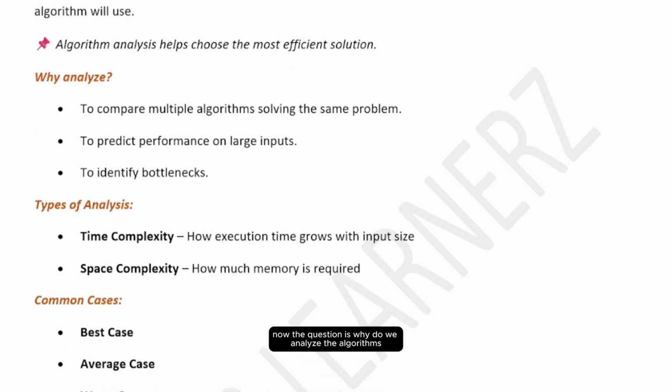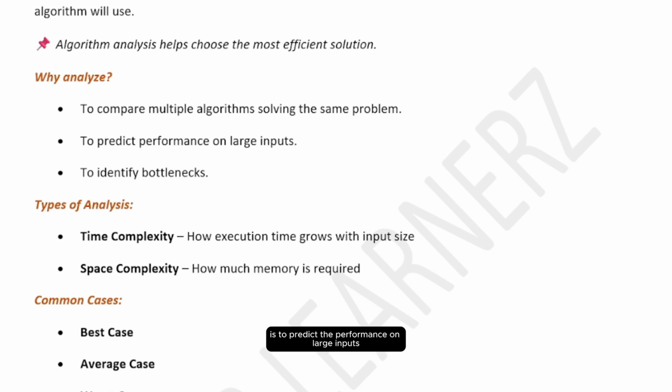Now the question is, why do we analyze the algorithms? We analyze the algorithms for three main reasons. First is to compare the algorithms. Sometimes multiple algorithms solve the same problem. Algorithm analysis helps us to compare them and choose the best one. If two routes reach the same destination, we choose the faster route.